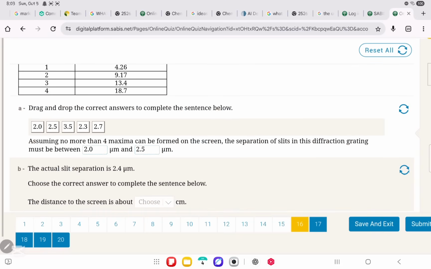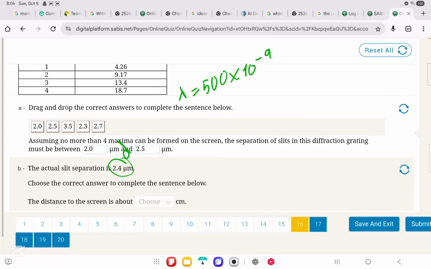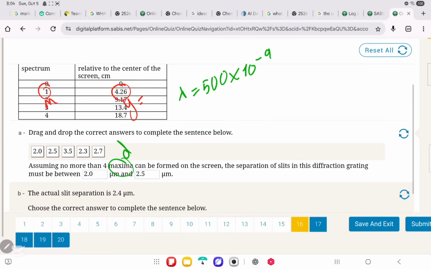Now we'll move on to the next one. They told us that, yes, it was indeed in between 2 and 2.5. It was what? It was 2.4 micrometers. Now they want the distance to the screen. So what do we have? They gave us here small d, and we have lambda, which is 500 times 10 to the power of minus 9. And we can choose any values from up for the position. For example, if we chose 4, then that means m is equal to 4. And y is equal to this value over here, which is in centimeters.